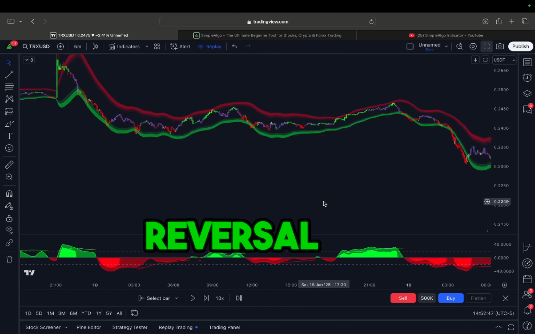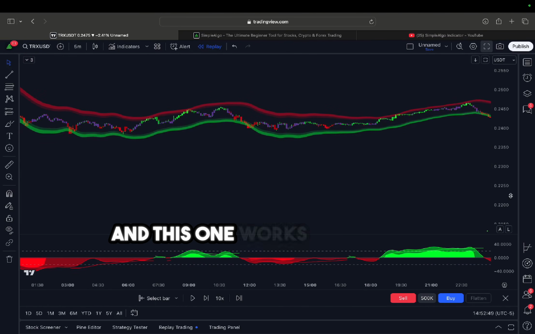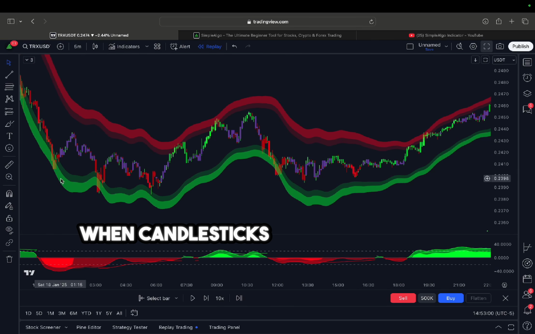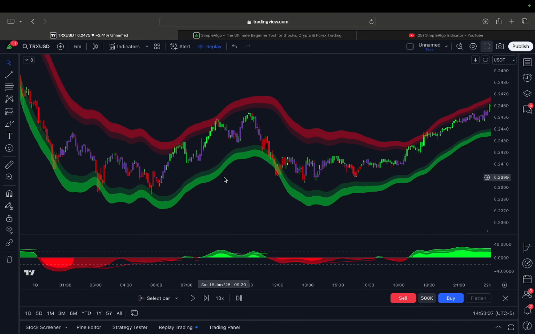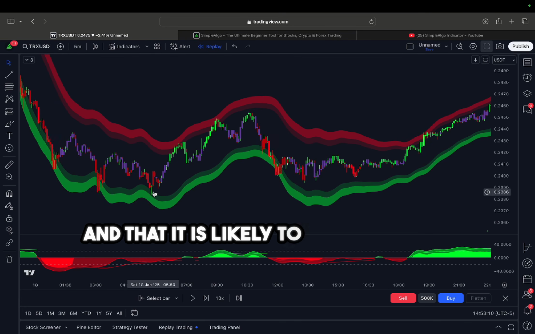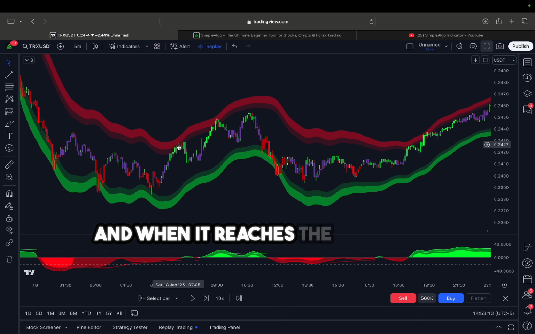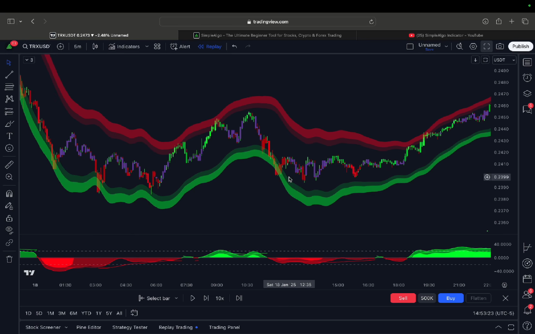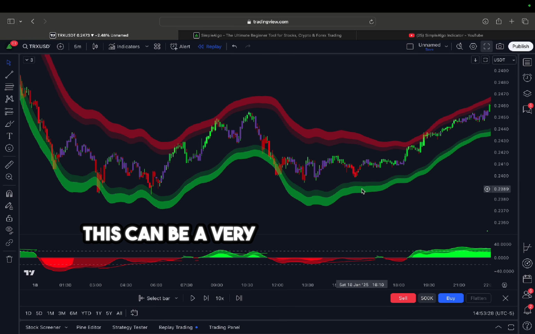Then we have one of my favorites. It's the reversal bands. And this one works best in a consolidated market. As you can see, when candlesticks drop down to the green reversal bands, that means that the market is oversold and that it is likely to bounce back up. And when it reaches the red reversal bands, that means that the market is overbought and is likely to reverse back down to the green reversal bands. So when you're trading in a sideways market, this can be a very useful tool.